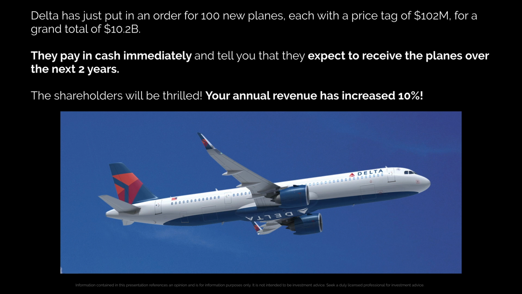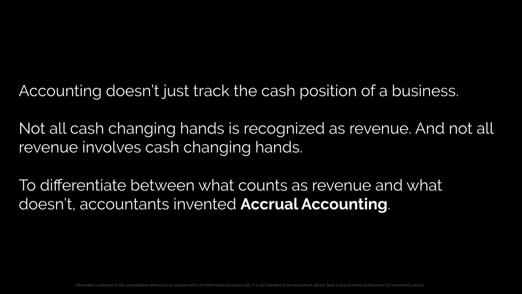So this really breaks down into the two types of accounting methods we have: cash accounting and accrual accounting. We can usually touch cash, so that's why it gets its own method of accounting. But there's some cases when we can't touch cash. So accounting doesn't just track the cash position of a business, and not all cash changing hands is recognized as revenue, and not all revenue involves cash changing hands. To differentiate between what counts as revenue and what doesn't, accountants have invented accrual accounting.